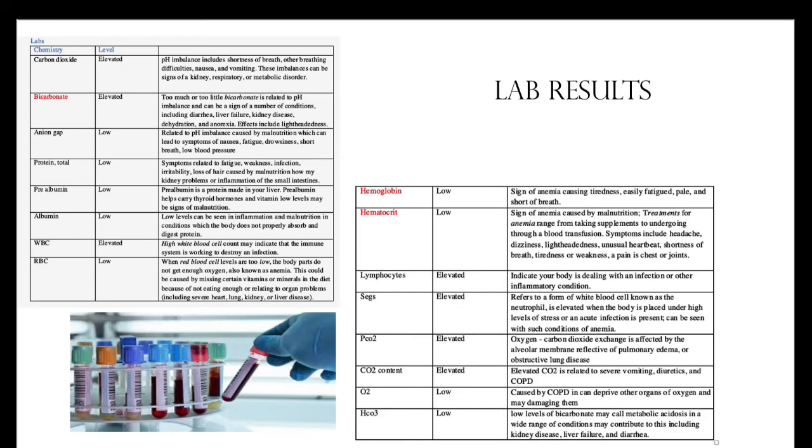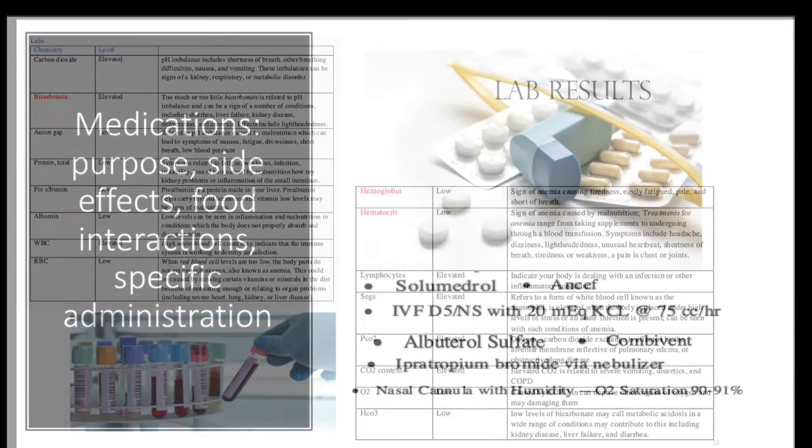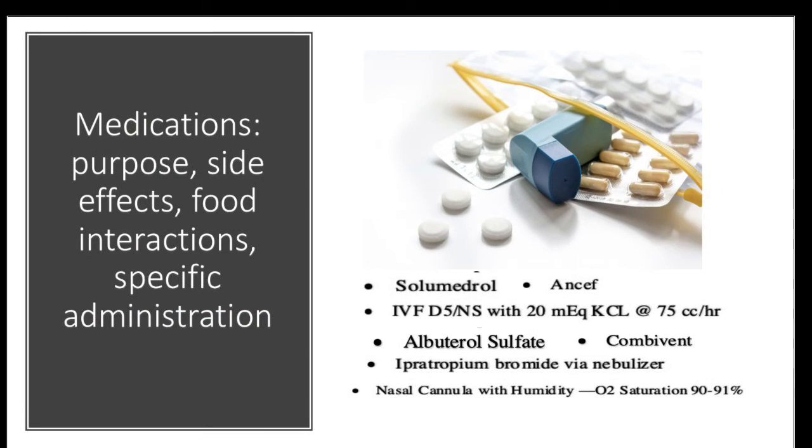Reflecting on her carbon dioxide and oxygen, her carbon dioxide is elevated and her oxygen is low. This is related to COPD because of the damaged cells and emphysema. Interpreting the purpose, side effects, and interactions of her medications is important to understand, as well as when prescribing a diet order.